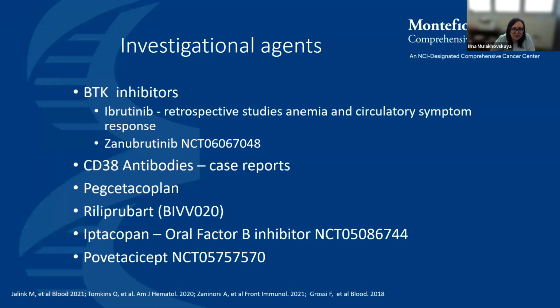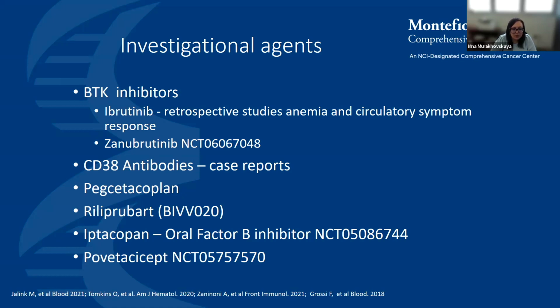Pegcetacoplan, which is a C3 inhibitor, both C3 convertase as well as C3b inhibitor, has demonstrated efficacy in cold agglutinin disease in a phase 2 trial. In the abstract, this study has not been published yet. BIVV020 is a C1s inhibitor that's building on the sutimlimab's efficacy, targeting the C1s mediated complement mediated red cell destruction. In contrast to sutimlimab, it only needs to be administered every 2 months as opposed to every 2 weeks.